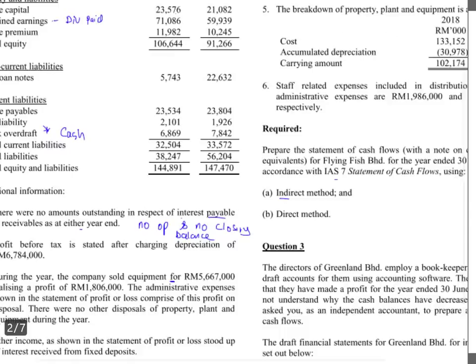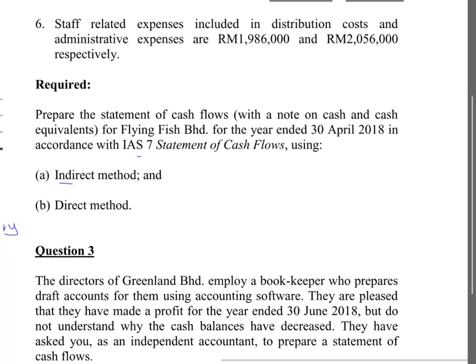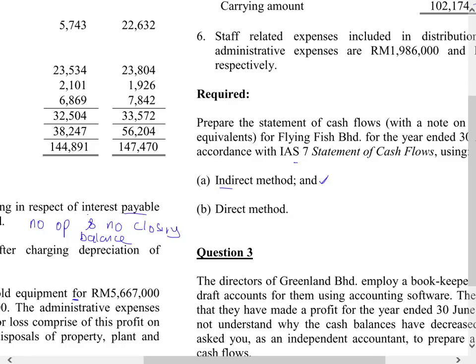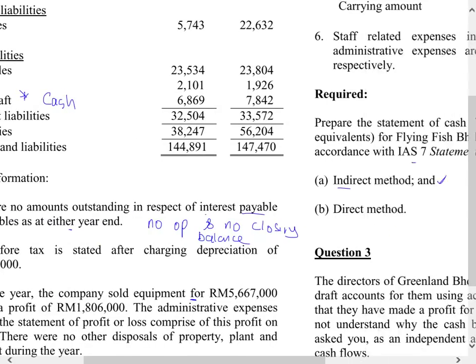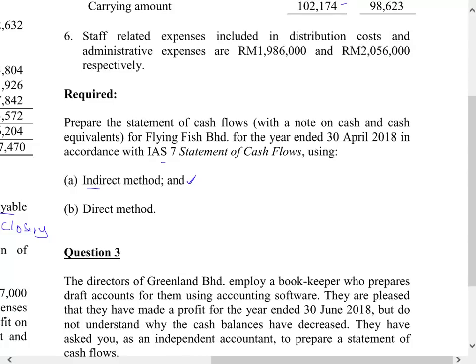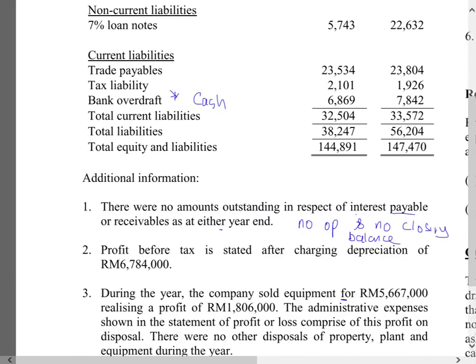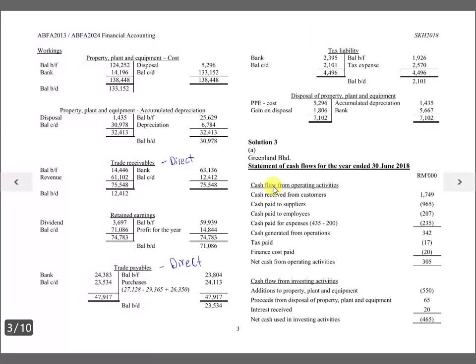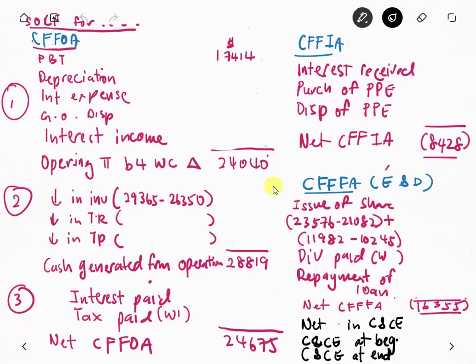Okay, required. Prepare statement of cash flow using indirect method and also the direct method. So we start with the indirect method, the most common one. How many activities? Statement of cash flow, the heading. First one is cash flow from operating activities. Here, statement of cash flow for the year ended, whatever the date.